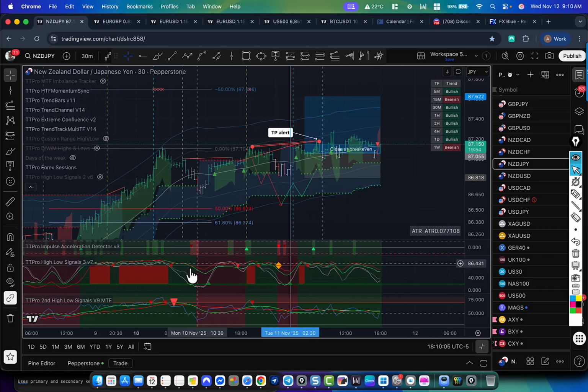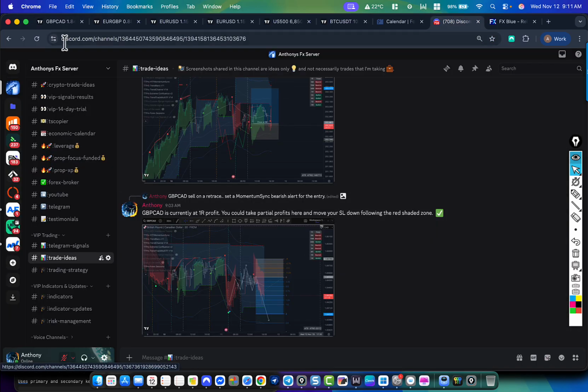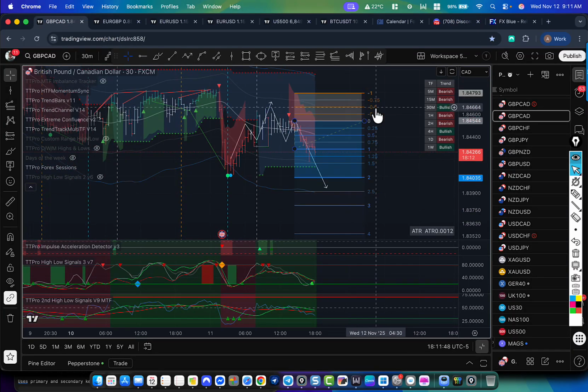Yeah, I mean, these are actually really good signals in a trend. I don't mind them at all, to be honest. This looks like it might be even picking up a little bit of momentum. And last but not least, there's a pound CAD that is currently at 1R.